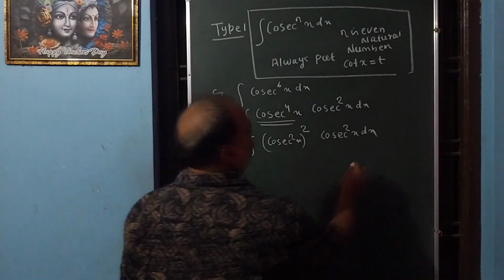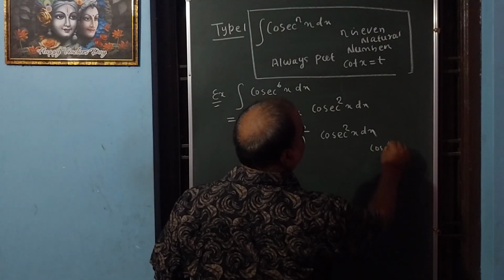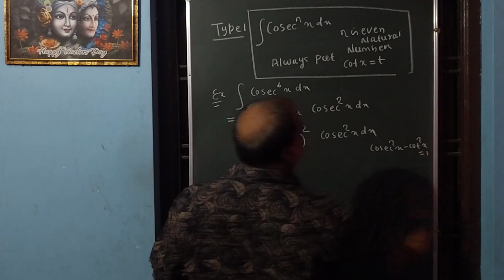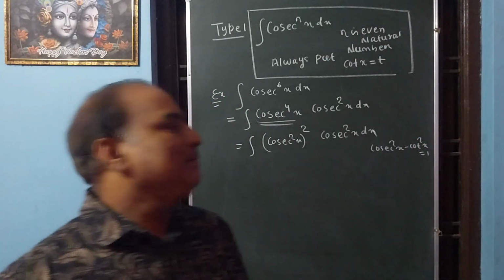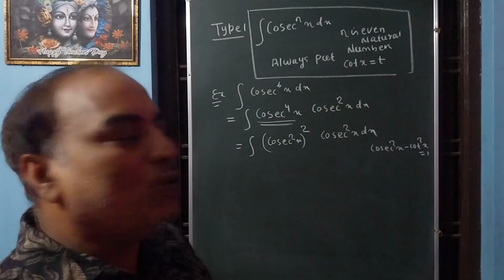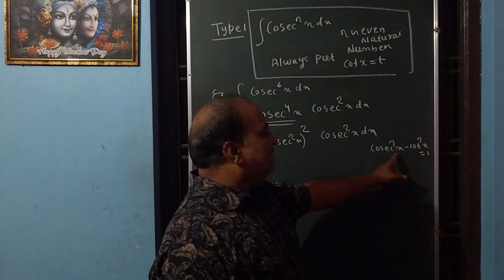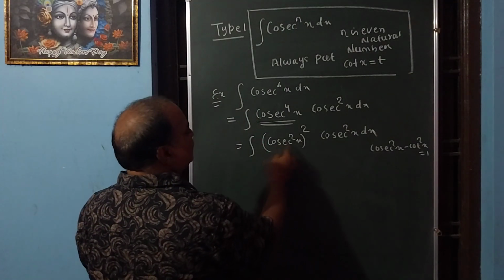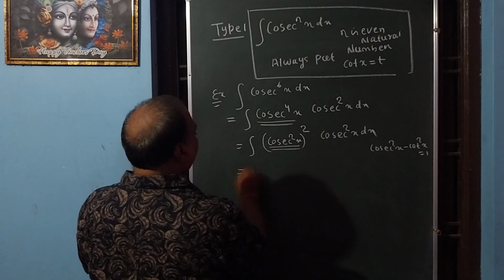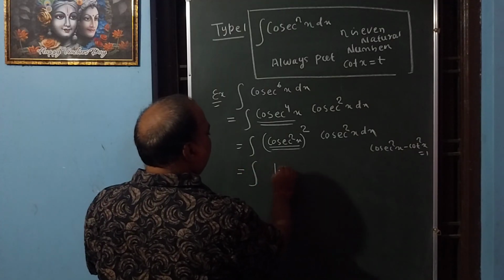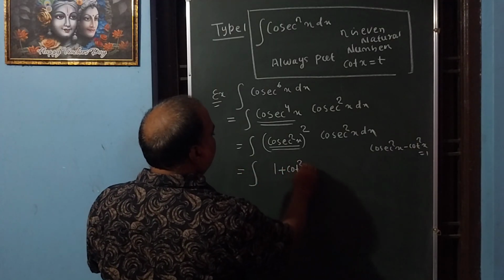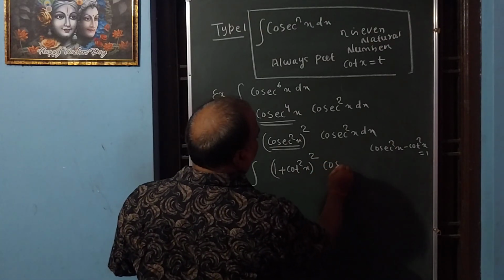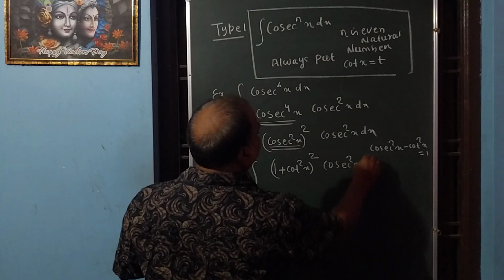We know that cosec square x minus cot square x is equal to 1. So in place of cosec square x, we have to put 1 plus cot square x. So write down, (1 plus cot square x) whole square into cosec square x dx.